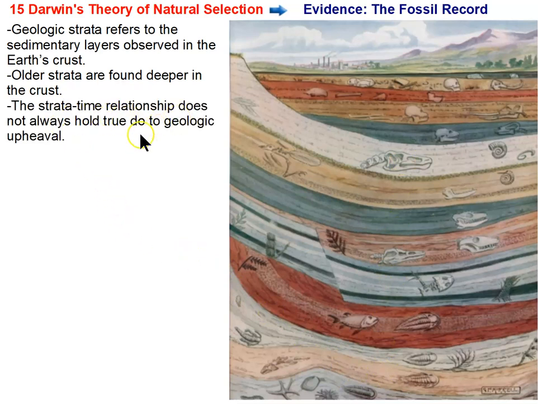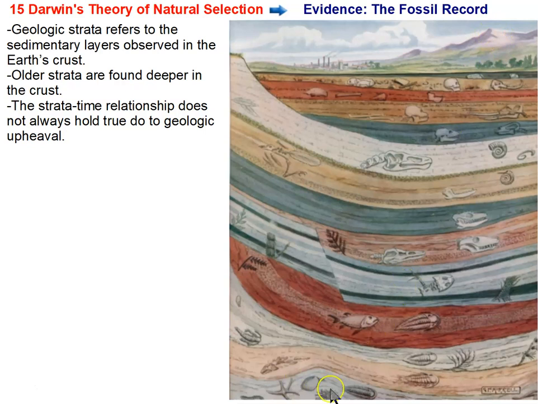But the strata-time relationship does not always hold true due to what could be referred to as geologic upheaval. In other words, big geological changes, big changes in the Earth's crust. For example, we see a little fault right here, a little crack, a little shift in how the sedimentary layers line up. But the biggest things are like mountain building.